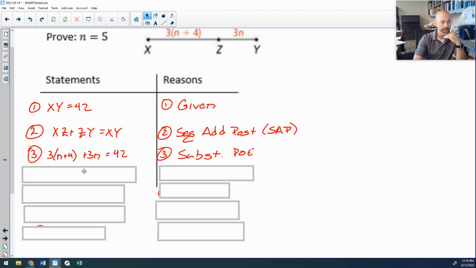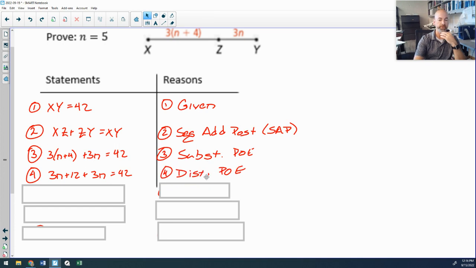And so now that I have this, if I'm solving for n, and they tell us the n is 5, but we can't use that yet. We're ultimately hoping to get 5. If I'm going to solve for n, I'm going to distribute that 3 first. So 3 times (n plus 4) is 3n plus 12, and that was the distributive property of equality.